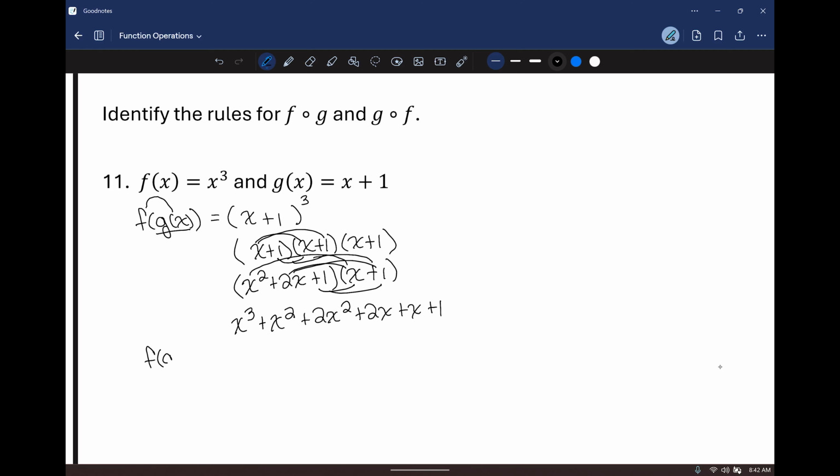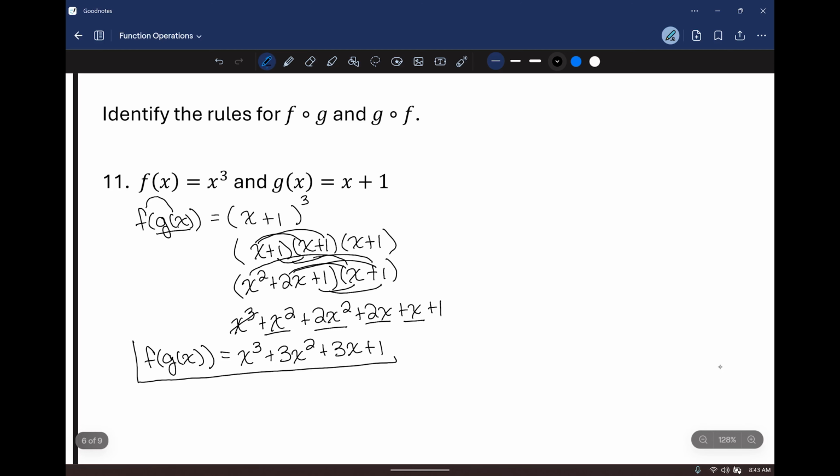So now I'll just combine like terms and put this in order. So I have an x to the third. 1x squared and 2x squared make 3x squared. 2x and 1x make 3x, and then plus 1. And no restrictions on my domain because I don't have x in the denominator. I don't have x under an even root. So no restrictions at all on my domain here.